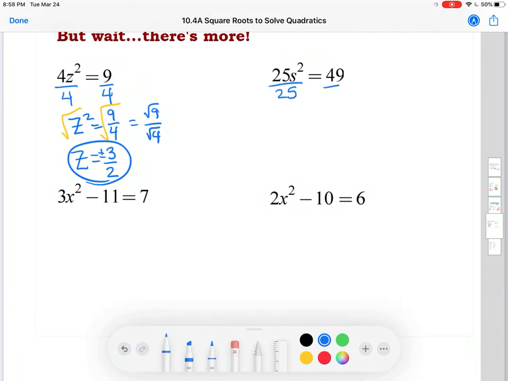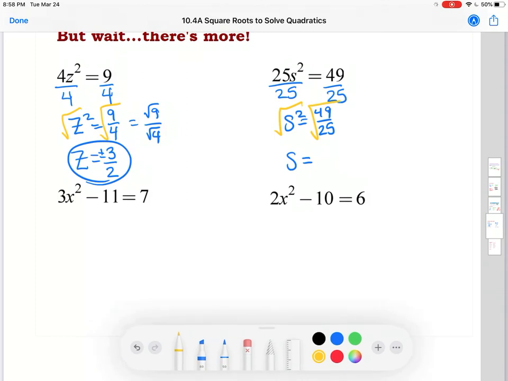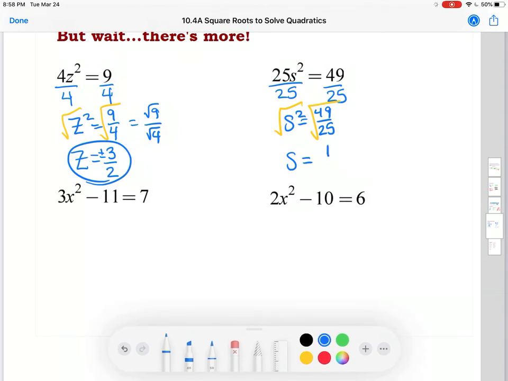Next one is very similar. We're going to divide by 25. s squared equals 49 over 25. Both are perfect squares. So when we square root, we get plus or minus 7/5.